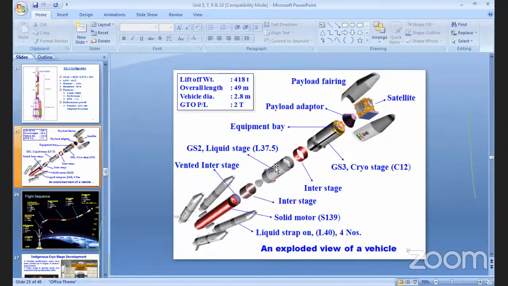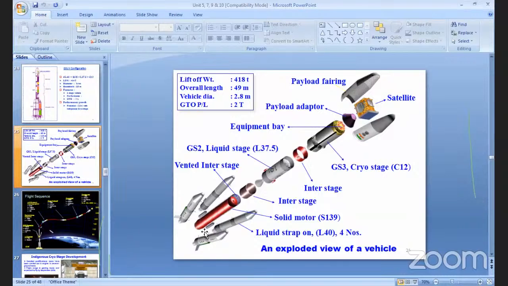Yeah, this is the satellite. It was fixed at the edge of, or nearby, the payload. It's a payload adapter. You see, it was fixed here. And stage by stage, they will be separated from the solid motor. You see, it's a solid motor.